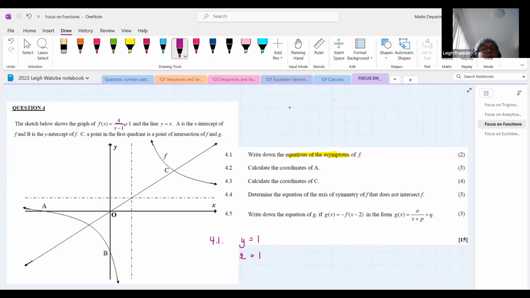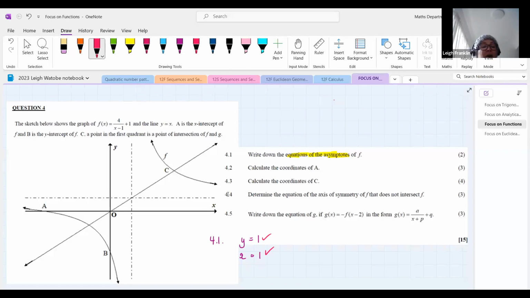Okay, so remember over here where it says x minus 1, we know that that means that it has been shifted 1 unit to the right. Excellent. Well done, everybody. That's beautiful. So you know the equations of the asymptotes very well. There's our 2 marks over there.